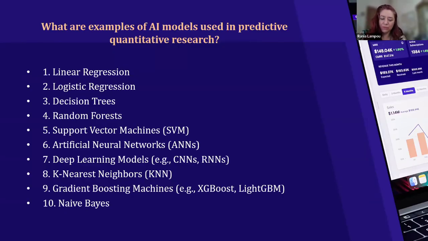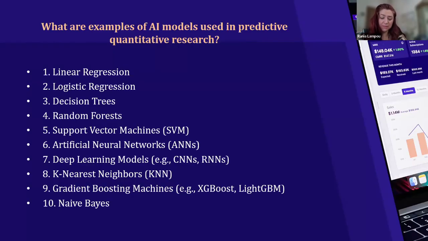The deep learning models, convolutional neural networks, are used for image-based predictions. For example, we can diagnose tumors from X-rays. Recurrent neural networks are used for sequential data like time series or text, for example, stock market predictions and things like that. Nearest neighbors predicts based on similarity to nearby data points. The example here could be recommending products based on user similarity.